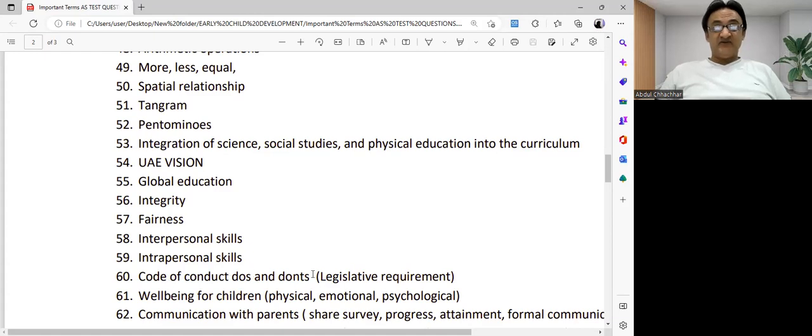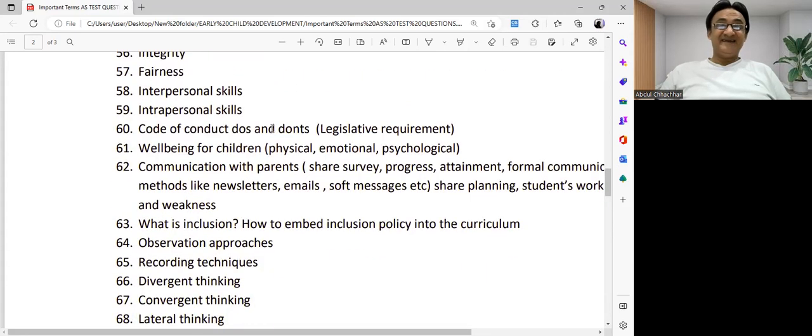Code of conduct, do's and don'ts. So this is a legislative requirement. Legislative requirement means, if there is any misconduct, what can be the possible punishment. Okay, or well-being for the children: physical, emotional, psychological. So this is a practice, and what the Wadima law says about that. So code of conduct, do's and don'ts. There's the document, I'm sure you have been assigned. So there are the do's and don'ts. Okay. So there are positive conducts and negative conducts. Go through the positive conducts and negative conducts. So you don't have to memorize it. Okay. It's very simple.